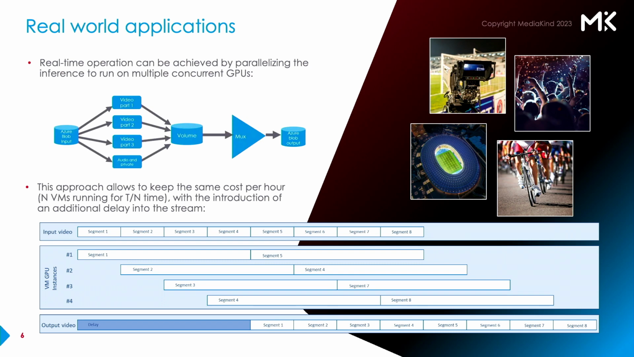That will open up other applications, such as live sports, where in a stadium you're likely to have 1080i cameras or 1080p cameras, and you may want to use them to complement your 4K transmission.